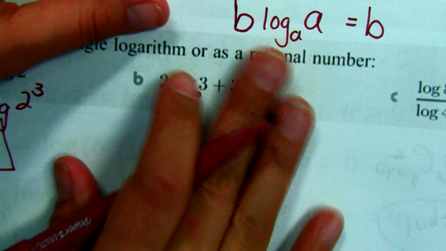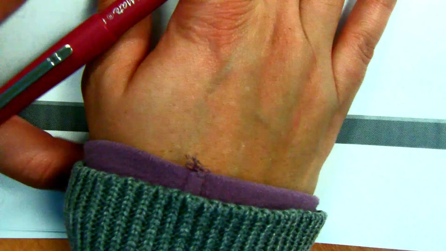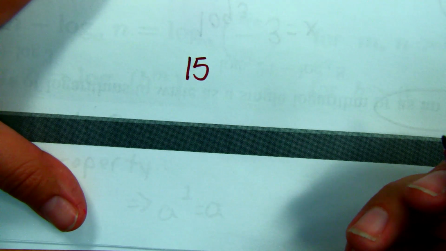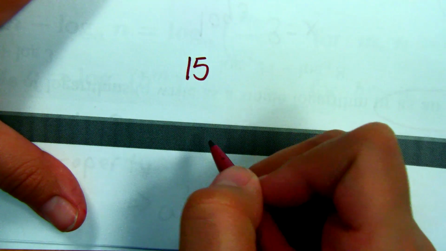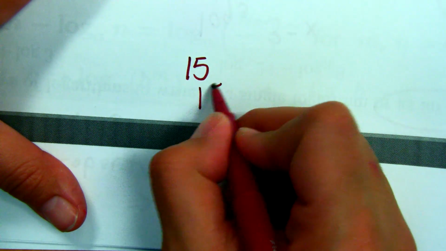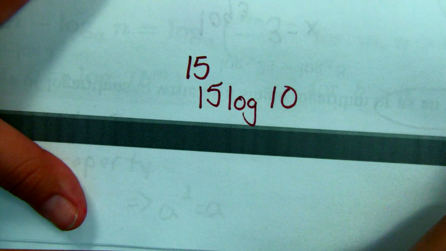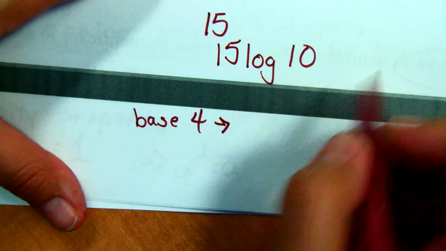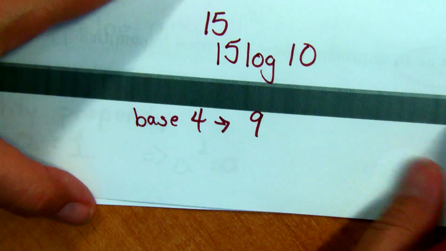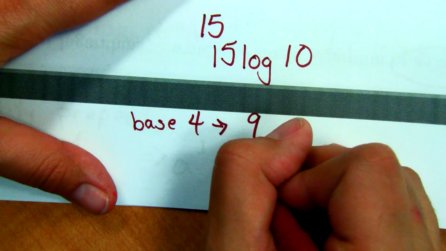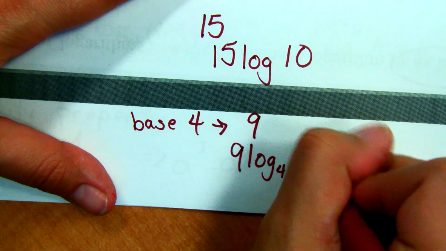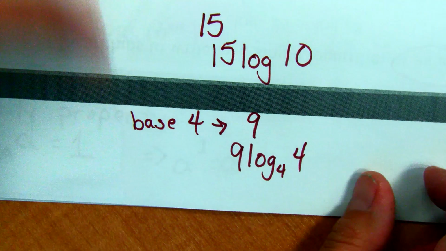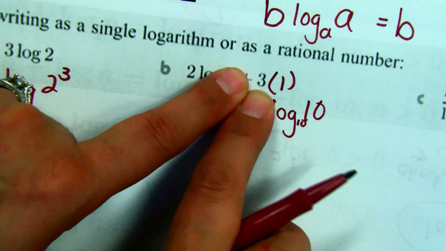Okay, so let's leave this for now. I'm going to see if we can do this. Okay? So I have 15. How can I rewrite 15 as a log? Let's say base 10. 15 log 10, 10. Okay? Let's say I want a base of 4. And I have 9. How can I rewrite 9 so it's log? Very good. 9 log 4, 4. Okay? Does this give context for those of you who are a little bit confused now? Okay. So going back, are we clear now how 3 becomes 3 log 10, 10?